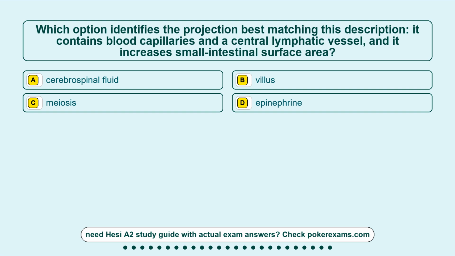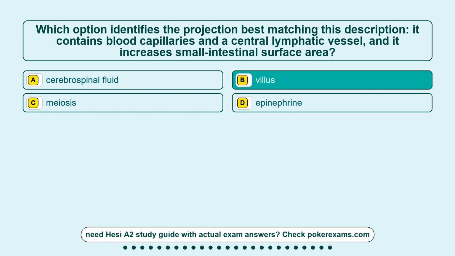Question 10. Which option identifies the projection best matching this description? It contains blood capillaries and a central lymphatic vessel, and it increases small intestinal surface area. Option A, cerebrospinal fluid. Option B, villus. Option C, meiosis. Option D, epinephrine.